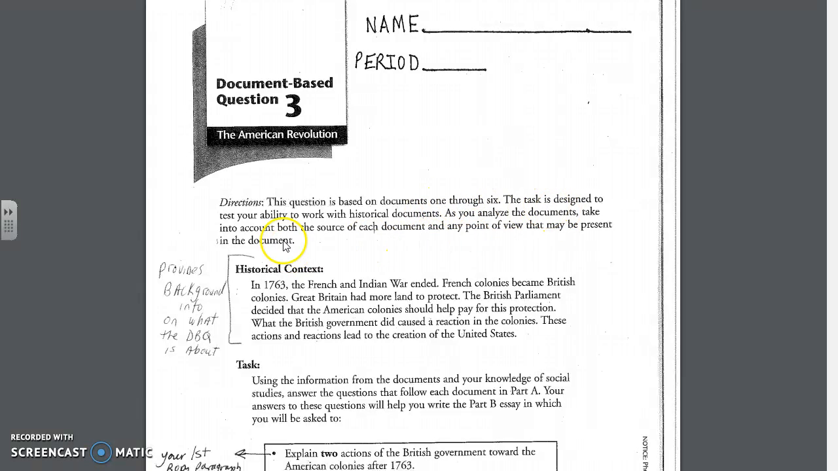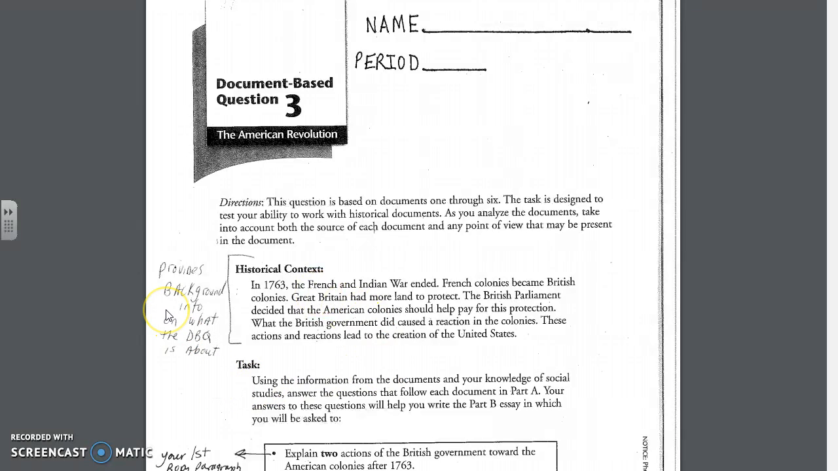The task is designed to test your ability to work with historical documents. As you analyze the documents, take into account both the source of each document and any point of view that may be present in the document. And we spent a moment yesterday in class, or today, depending on when you got this, talking about the historical context, which is going to be right here in the middle of the first page.